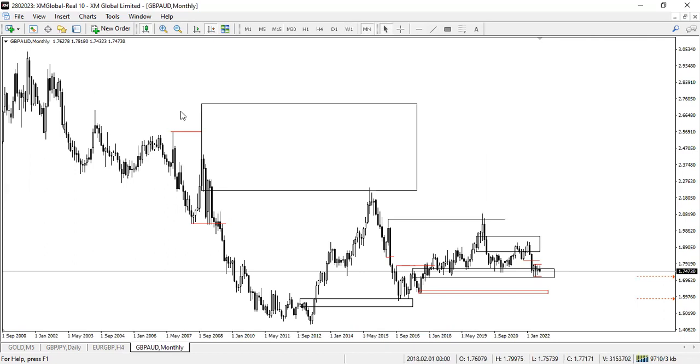We started on monthly. We understood that the most recent trend is bearish. Why bearish? Because it respected the point of interest of the bearish direction. Now we had a change of character here, the bullish change of character. It had to mitigate the bearish point of interest, and then this is the mitigation after the mitigation.